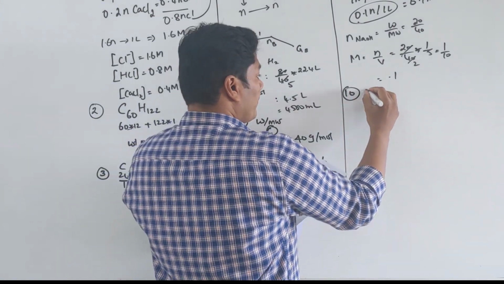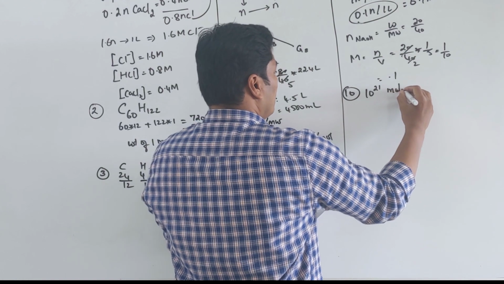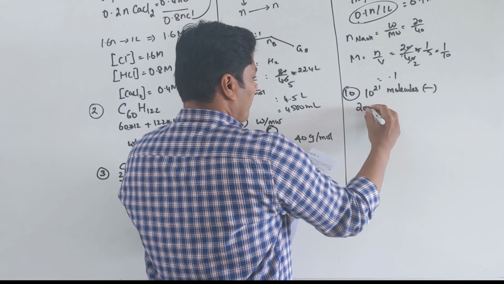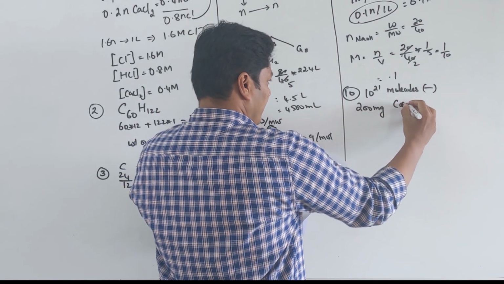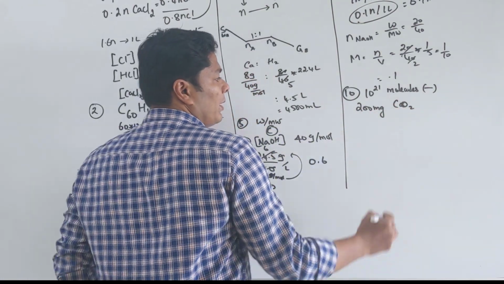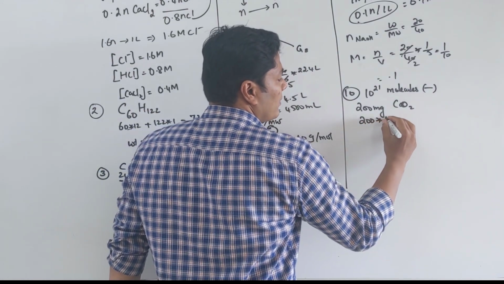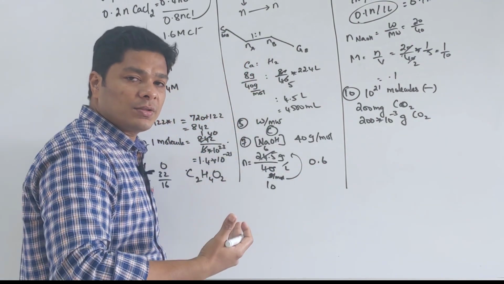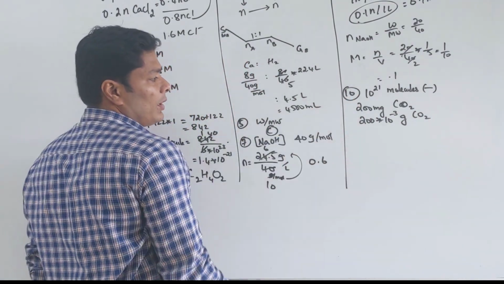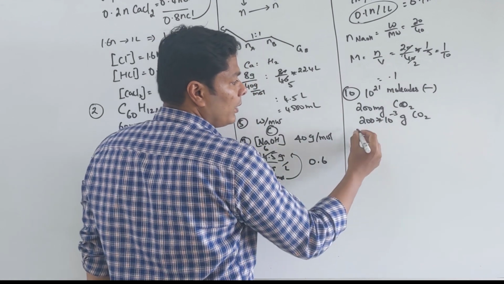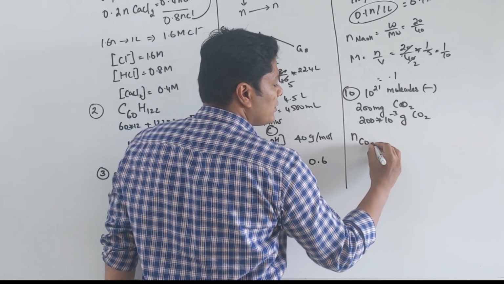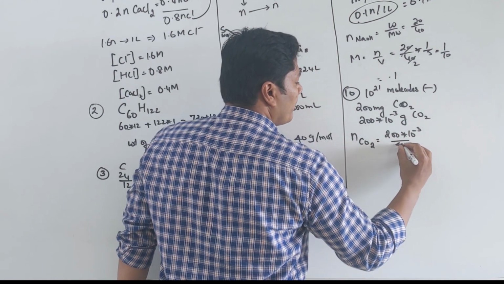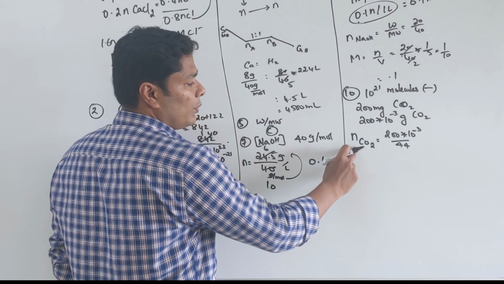I am going to remove 10 to the 21 molecules from 200 milligrams of CO2. So right away I want to convert this to 200 times 10 power minus 3 grams CO2. Grams are easier because we have to find moles, and then from moles to molecules. Now what you can do, moles CO2 equals mass over molar mass. So this is the moles.